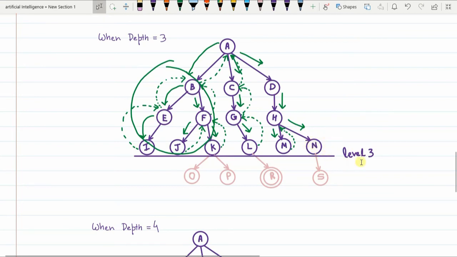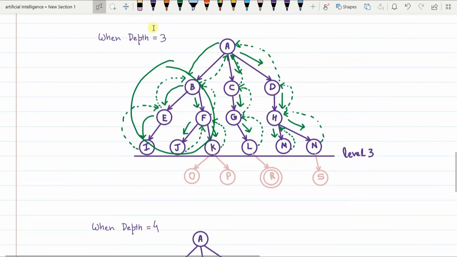So then there is nothing left. I have to backtrack from N to the previous node. Reaching H, we realize that there are no more options left for H, so we backtrack to D. Again reaching D, we realize there are no more options left, so we backtrack to the root node A. After reaching A, we realize that there are no more branches left. That means the entire tree has already been traversed and so far there is no goal node found.